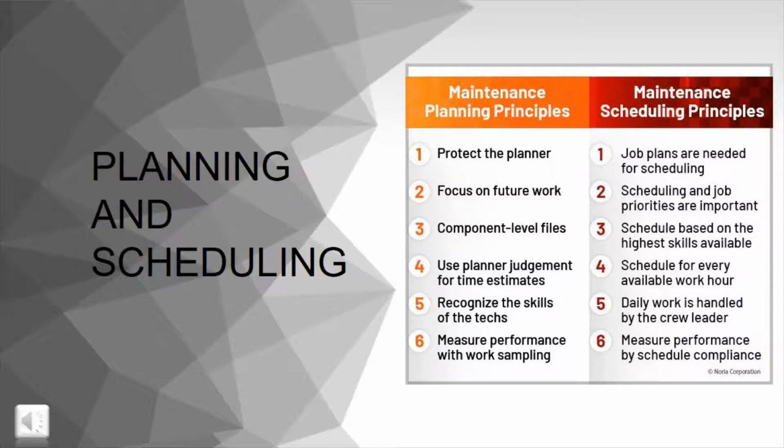Number 6, measure performance with schedule compliance. Scheduling success is measured by the adherence to the 1-week schedule and its effectiveness. Wrench time is the ultimate measure of workforce efficiency and planning and scheduling effectiveness. Planning work before assigning it reduces unnecessary delay, while scheduled work reduces delays between jobs.